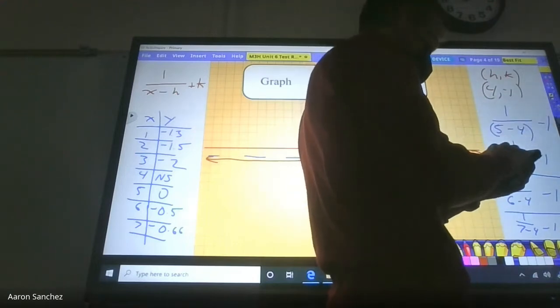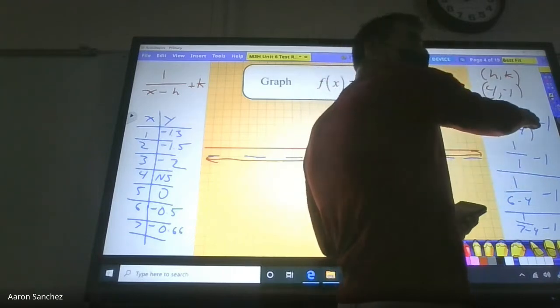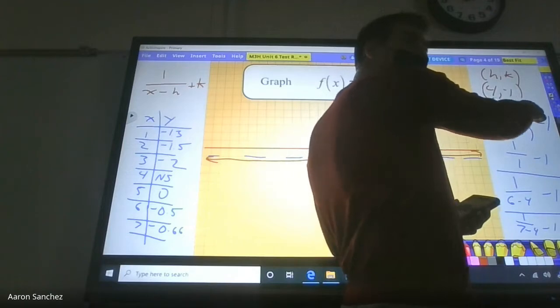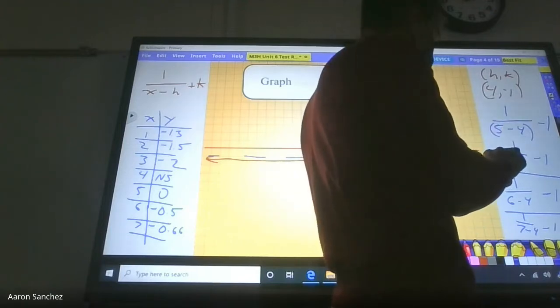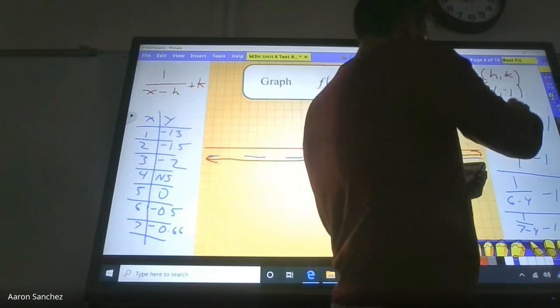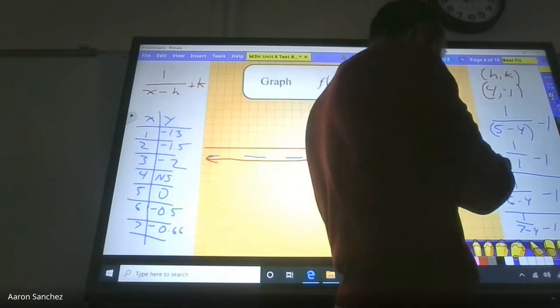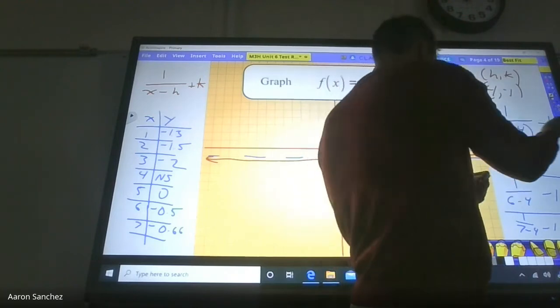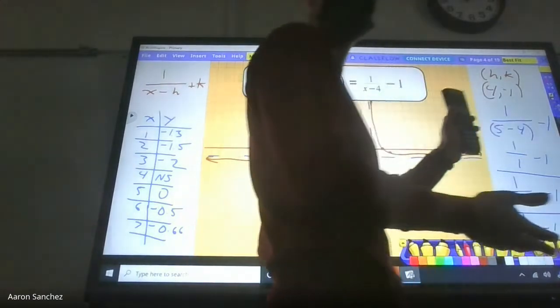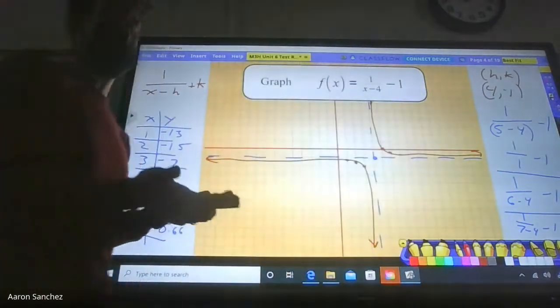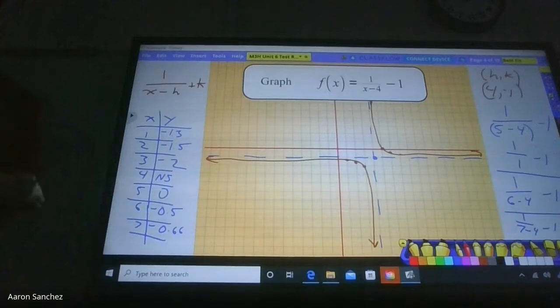Parentheses, 5 minus 4, then close parentheses. That way it'll subtract those before it divides. Then you hit equals, and then you just subtract 1. But make sure you get the parentheses in, and I got 0, right? So that's what you guys have to do. Make sure you can enter it. I think that'd be the easiest way to graph it on your calculator.